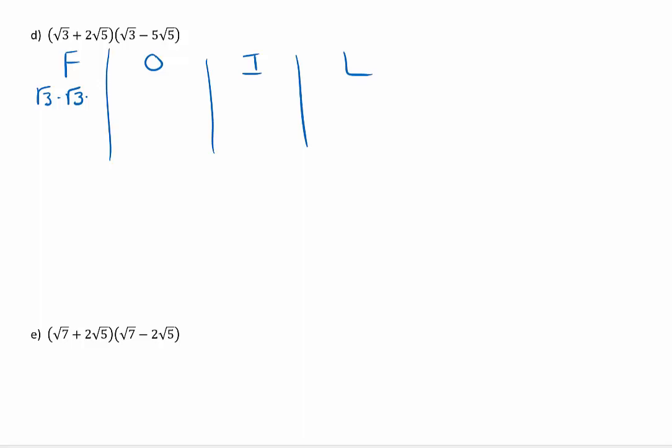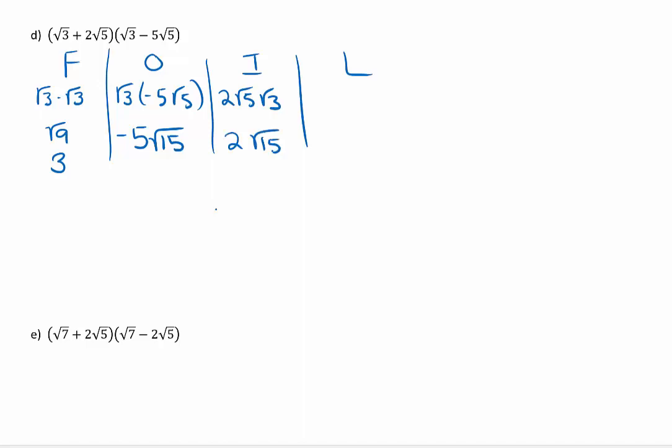The first two, root 3 times root 3, is root 9, or 3. The outer two, root 3 times negative 5 root 5, is negative 5 root 15. The inner two terms, 2 root 5 times root 3, becomes 2 root 15. And finally, the last two terms, 2 root 5 times minus 5 root 5 is minus 10 root 25, but 25 is a perfect square, and that becomes 10 times 5, or negative 50.